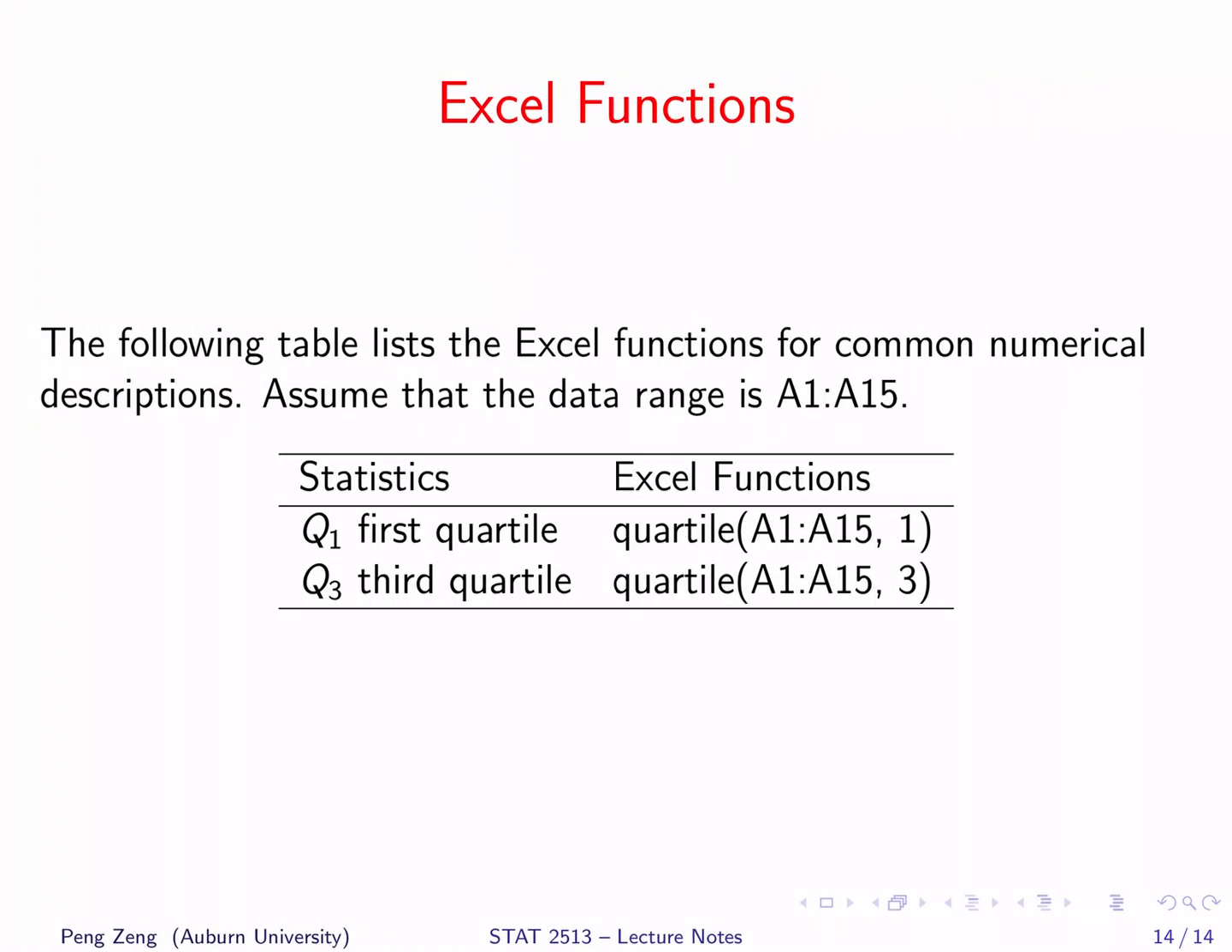This table lists Excel functions to calculate quartiles. This function has two arguments. The first argument indicates the data range, and the second argument indicates which quartile you want. 1 means the first quartile, and 3 means the third quartile.